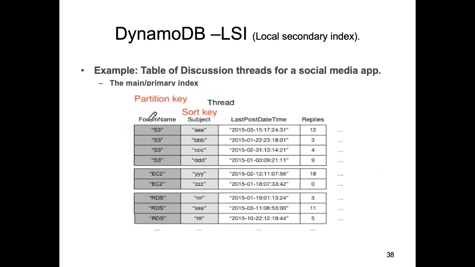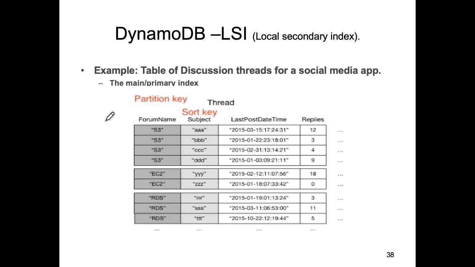So the partition key is the forum name. Again, they're just using the different AWS services as the forum names. That's my partition key. My sort key is the subject. They have to be strings in both cases here. And then there's also a last post date, which is just another attribute in this item. And let's say there are other attributes as well, like a reply count, and let's say there are more.